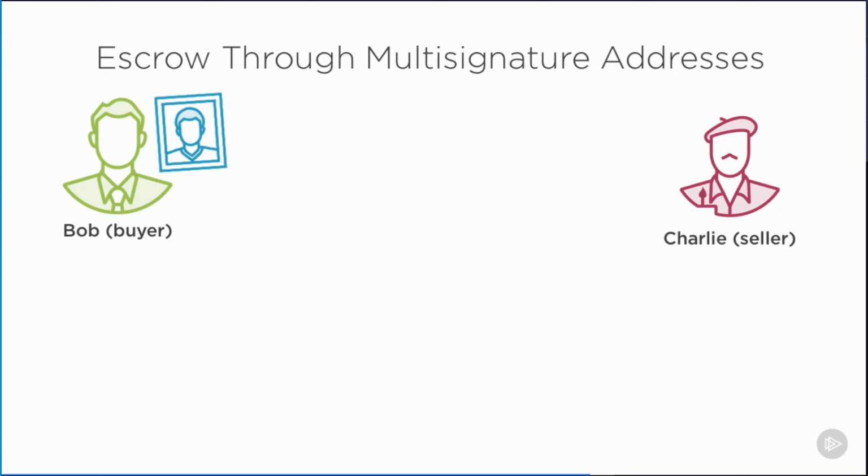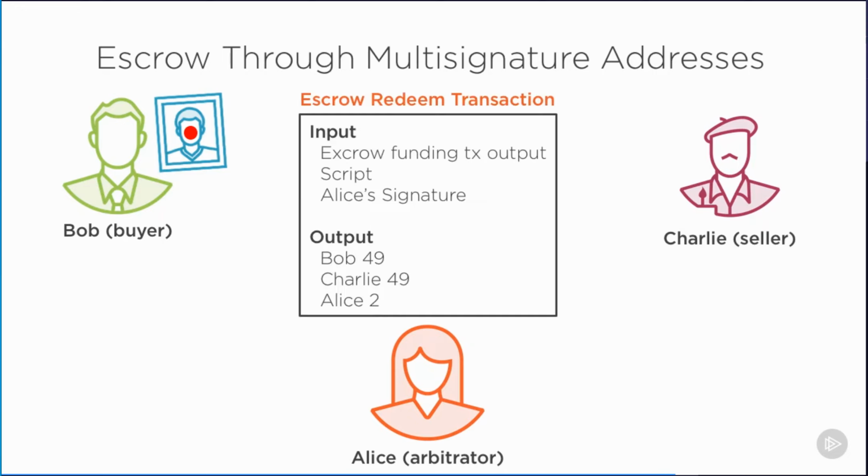Suppose, however, the painting wasn't exactly what Bob hoped it would be, so Bob asks for a refund. Charlie disagrees and enlists the help of Alice to arbitrate. Alice requests evidence from both sides and decides that neither party is completely right, so she creates a new transaction splitting the money, 49% to both Bob and Charlie and 2% to her as a fee. She provides her signature and passes the transaction on to Bob and Charlie, either of whom can sign it to send it.